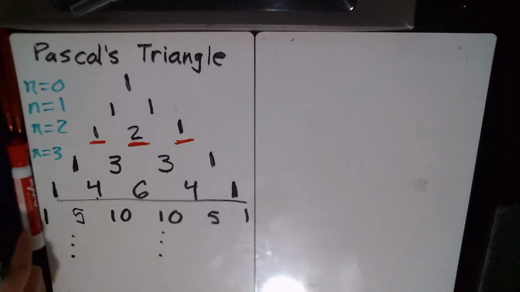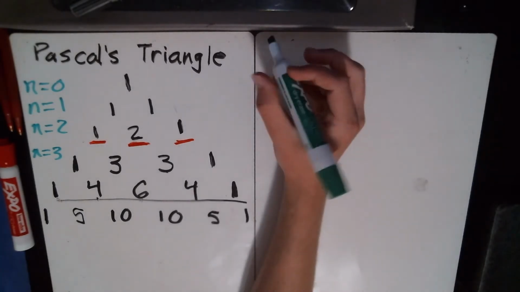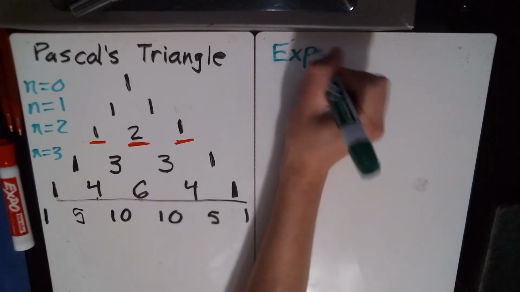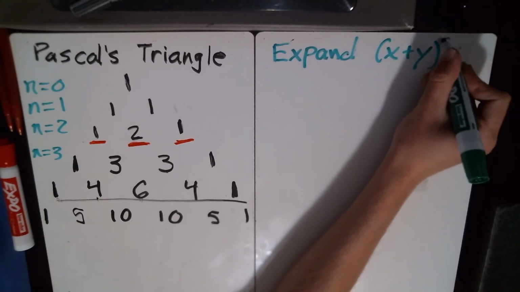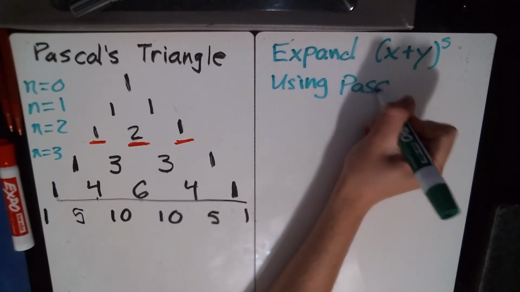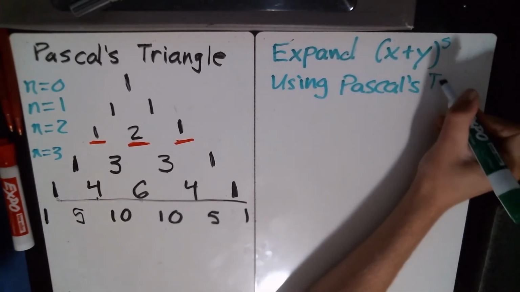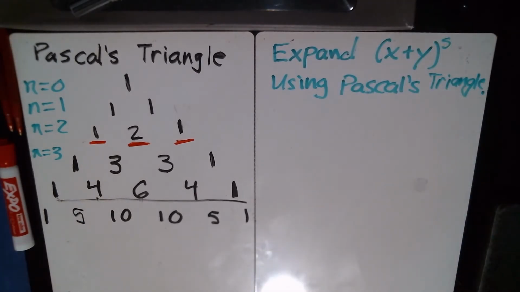Okay, so let's do another example problem of this. Let's expand x plus y to the fifth using Pascal's triangle. That's what we're going to be doing in here: we're going to expand x plus y to the fifth power using Pascal's triangle.